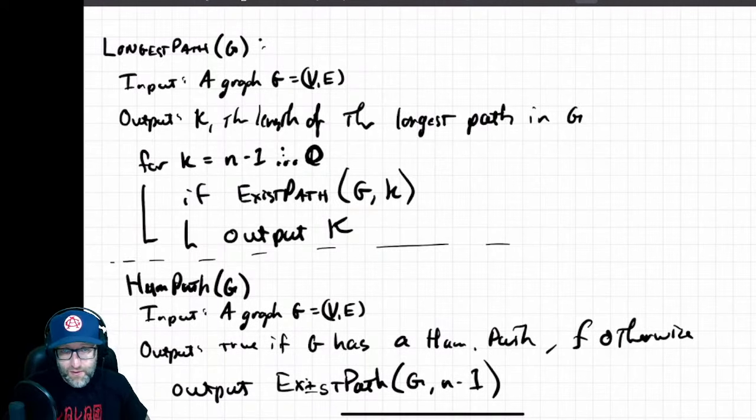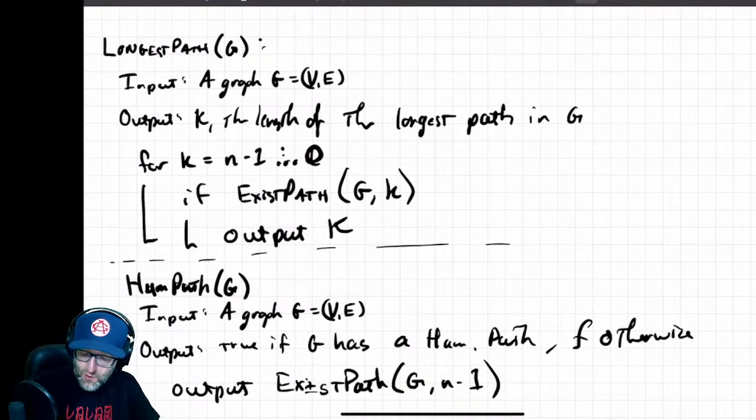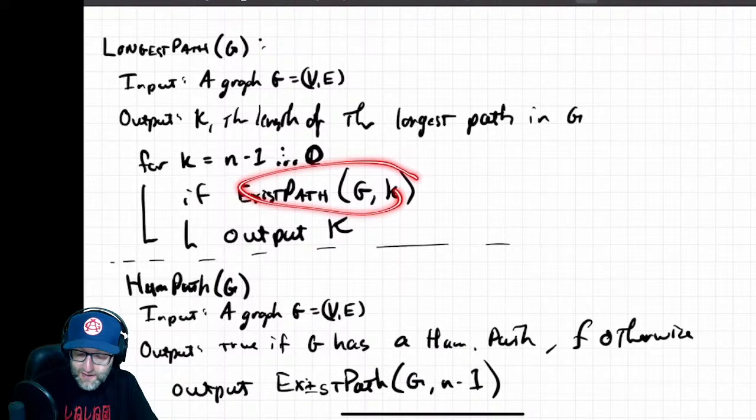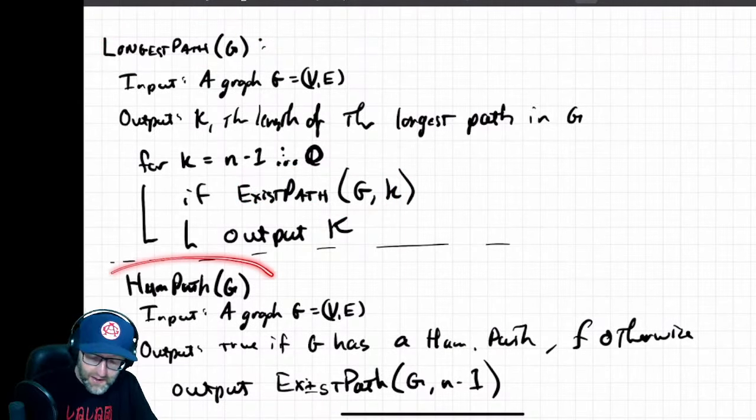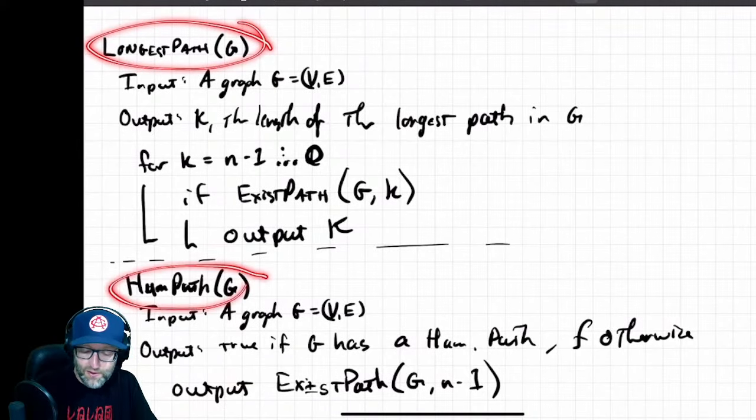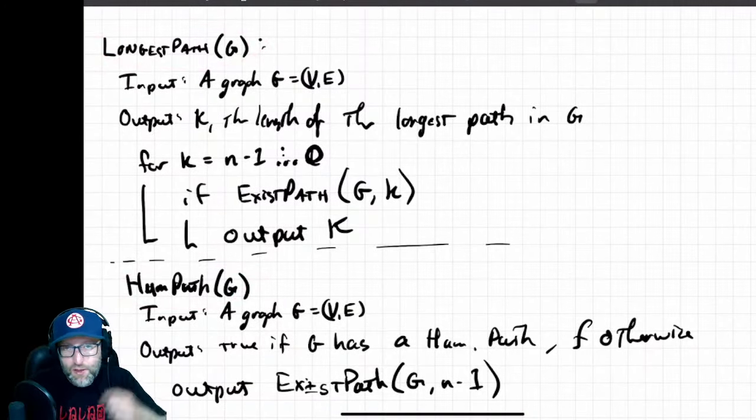Implicit with these exercises is what's called reductions. That you can take a solution for one problem and use it to solve a similar or variation on that problem, right? Here I'm using the solution to this general problem of given a graph and a k, does there exist a path of length k? I could use that to solve the longest path problem, and I can use that to solve the Hamiltonian path problem. In fact, you can use the longest path problem to solve the Hamiltonian path problem. I'm reducing one function to another.